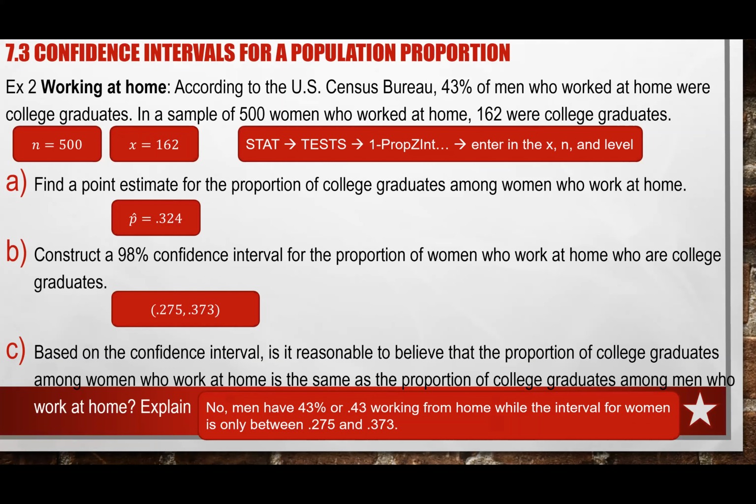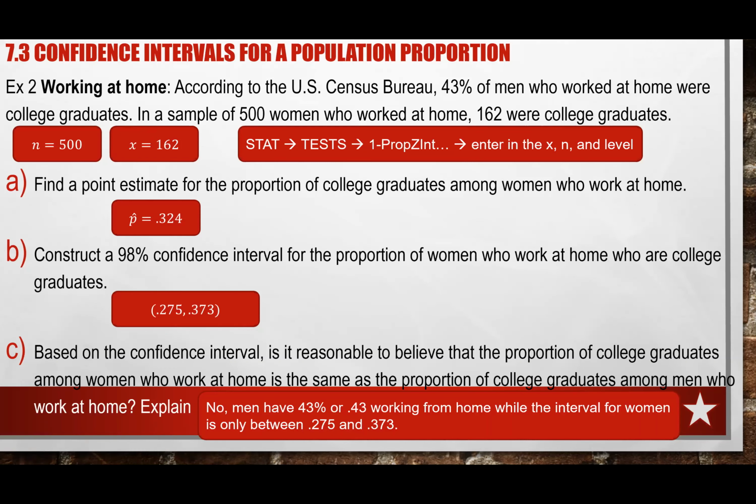If the range contained that, we would say yes, they might be the same, because it contains the information we have. It's inside the interval. But based on this census, the 43% among the men, if you convert it, is 0.43, which is not contained inside this interval. So we say that they are not the same. If it were contained in this, then we would say yes, they can be the same.